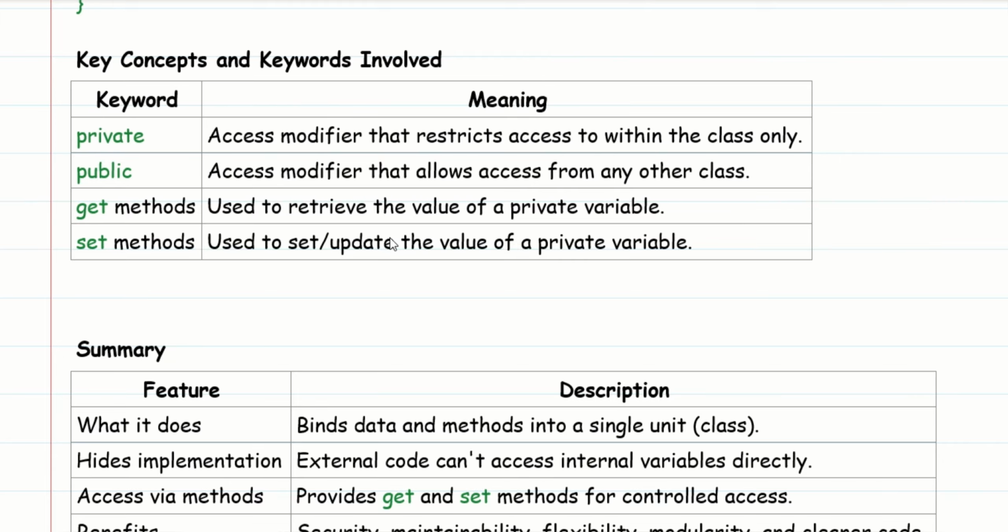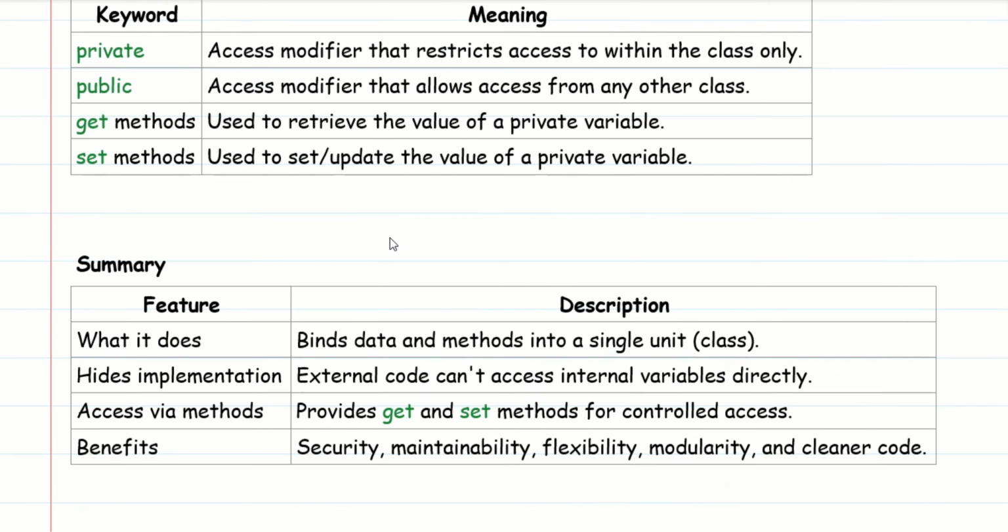So to summarize, encapsulation binds the data and methods into a single class and hides the implementation. External code can't access it. We have seen why we can't access it, and how access modifiers play a role in these things.